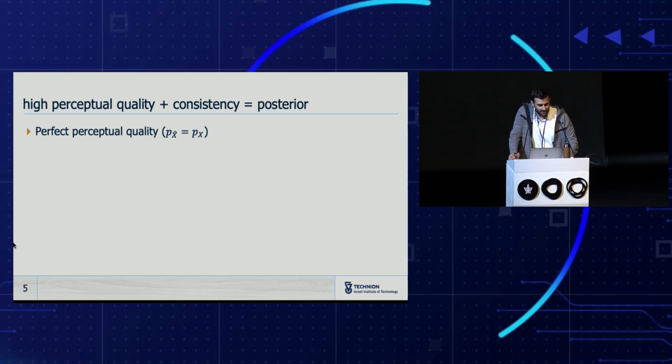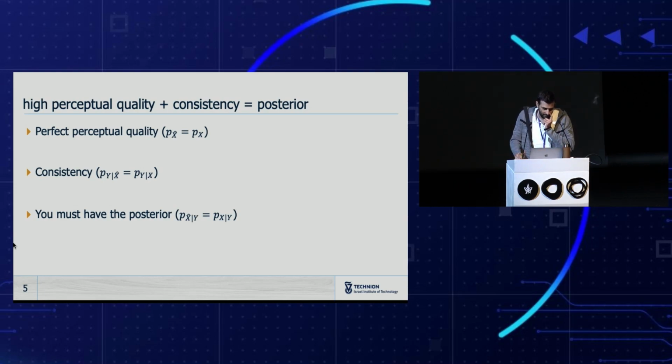Let's see why. Let's say you have perfect perceptual quality. I summarize this by this mathematical expression, P of X hat equals P of X, because if I draw randomly some images from my outputs, I expect them to look like I drew them from the natural image distribution. And if you have consistency on top of that, so you apply the degradation process on X hat and you get the degraded image Y, then you can say that you have the posterior sampler. The posterior is the very distribution that characterizes the natural images that could have been the source under your degraded measurement. This is with Bayes' rule.